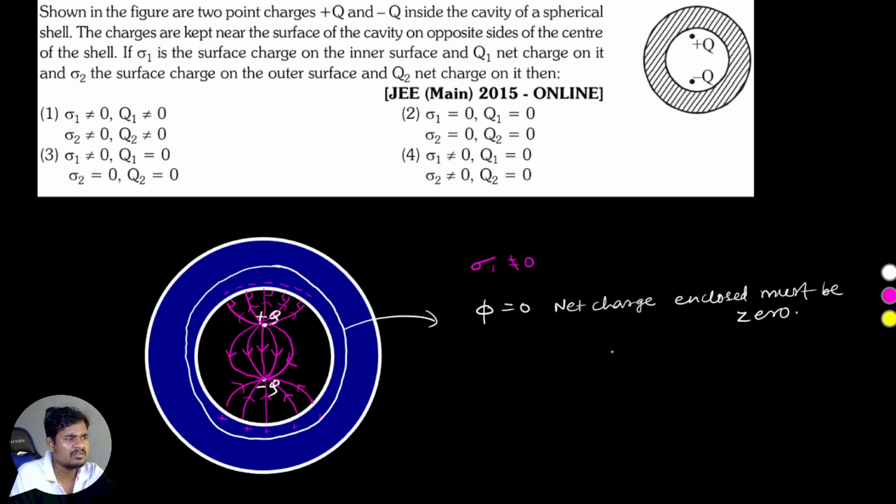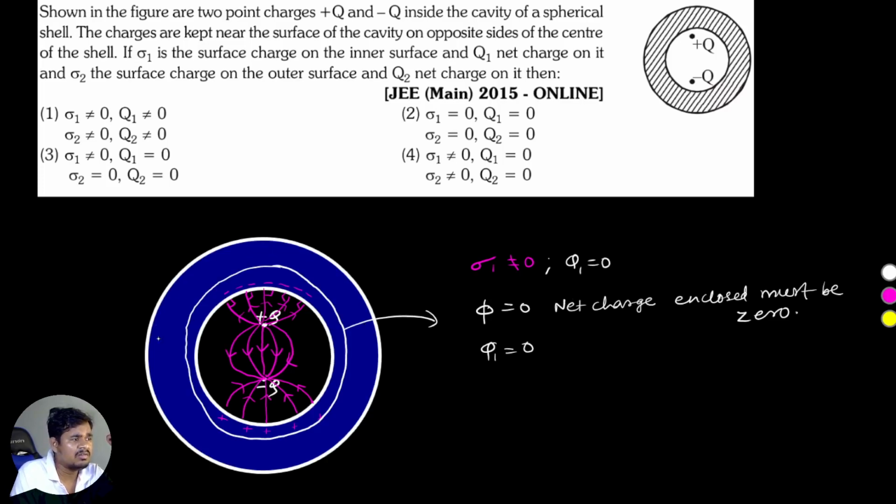So when the net charge enclosed must be 0, that means the charge distribution will be such that the upper part will acquire negative charge and the lower part will acquire positive charge. Yes, it will be non-uniform, but the magnitude of charge on the upper part and the lower part will be equal and opposite. So if you calculate the total charge on the inner face, then q1 will be 0 here. So we got q1 equals to 0.